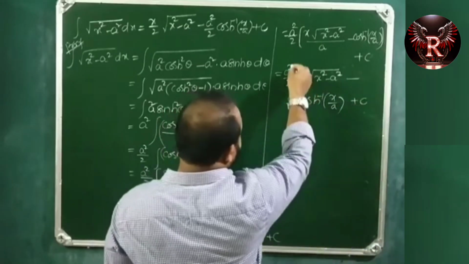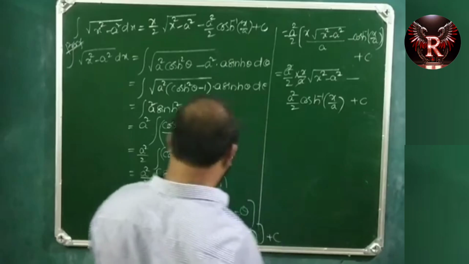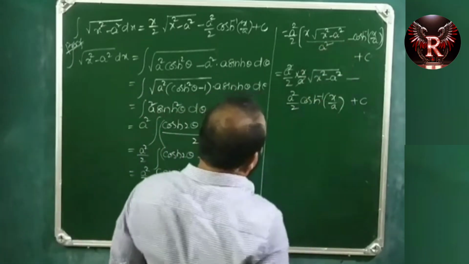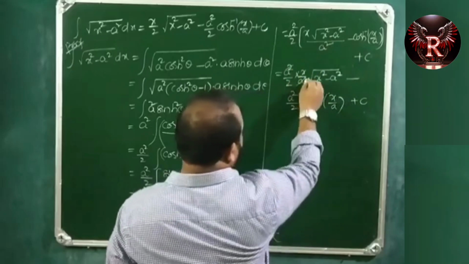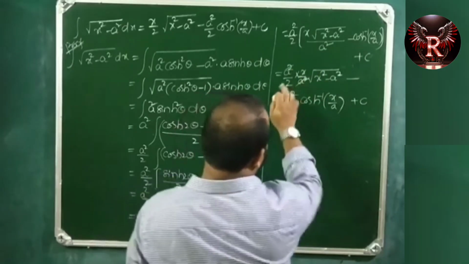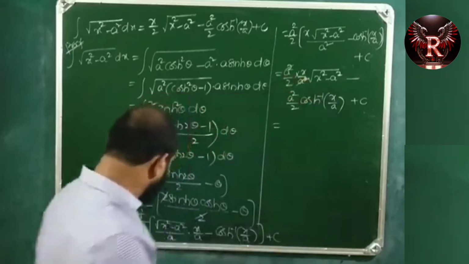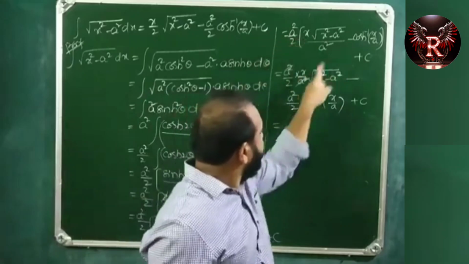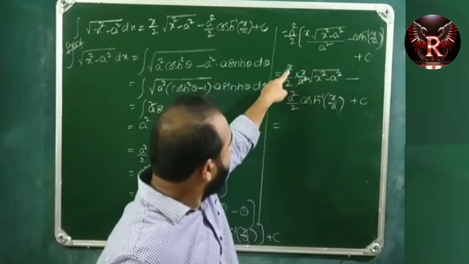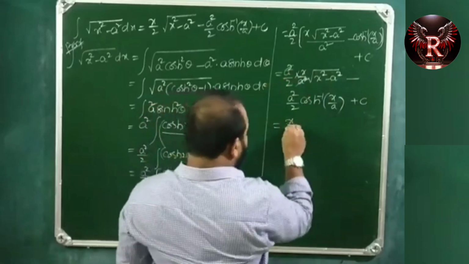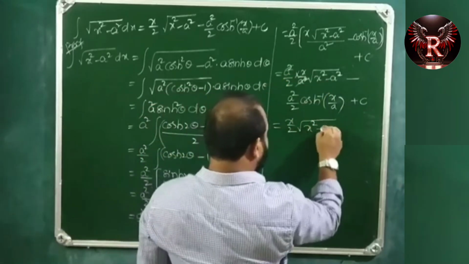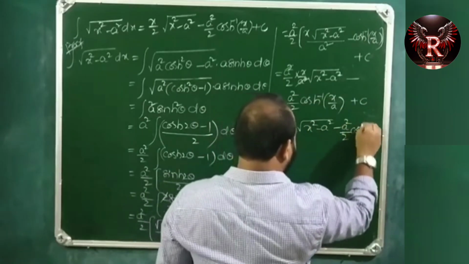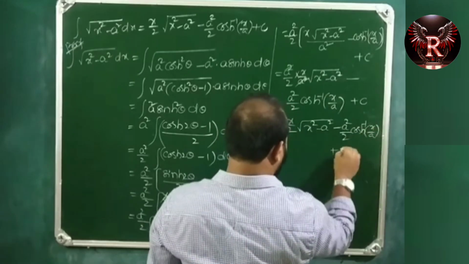So here this a and this a get cancelled. Here a into a is a square. So this is a square, this is also a square. In that case a square gets cancelled. See, this a into a is a square. So a square by 2 into x root of x square minus a square by a square. So a square gets cancelled. We are left with x by 2 root of x square minus a square minus a square by 2 cos h inverse x by a plus constant of integration c.